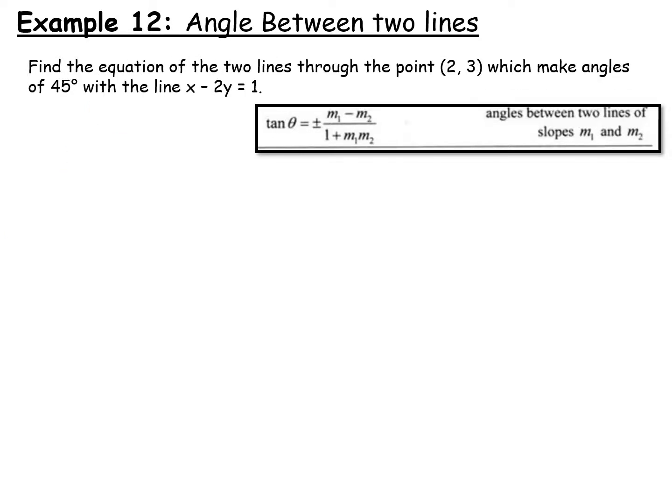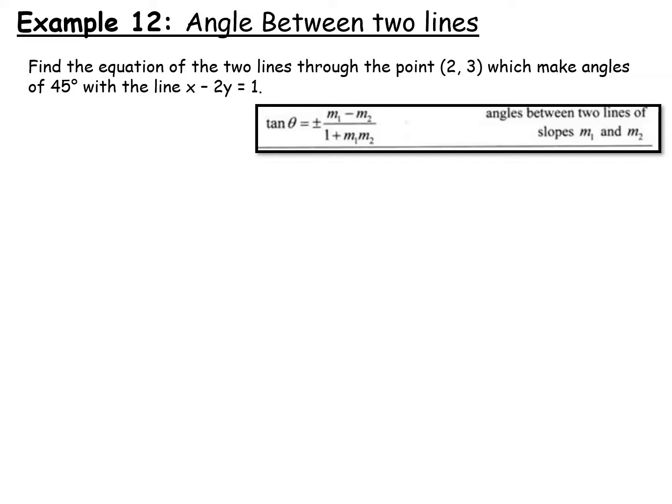So sticking with this formula, let's look at another example of another way to use the formula. Find the equation of two lines through the point (2, 3), which make an angle of 45 degrees with the line x minus 2y plus 1. So we're trying to find the equation of two lines.